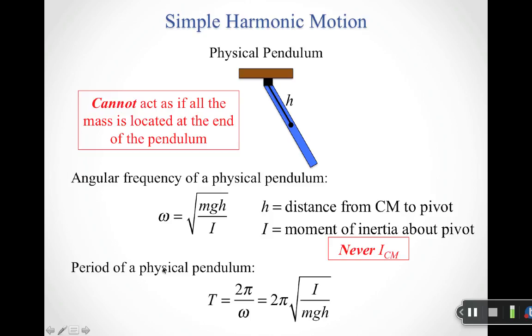Given that this is my angular frequency, it's straightforward to figure out that the period of my physical pendulum, T equals 2 pi over omega, is 2 pi times the square root of I over mgh. And so those are the three basic simple harmonic oscillators that we'll deal with: the angular frequency for each of them, the period for each of them, and again trying to indicate when each of these is appropriate, in terms of thinking about when I have a simple pendulum versus a physical pendulum versus a spring and mass system.